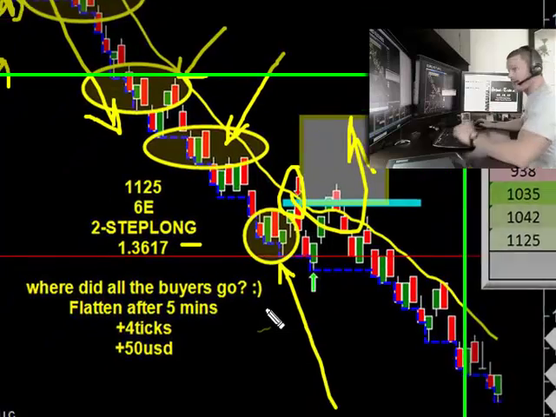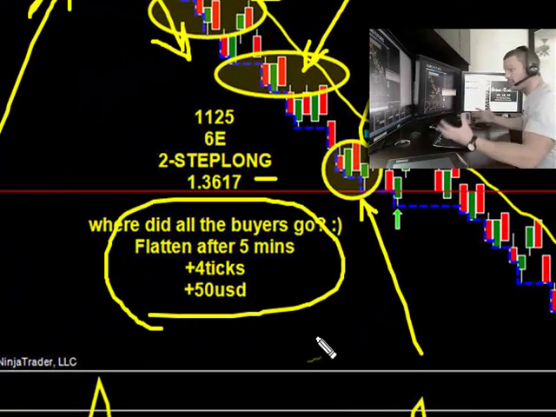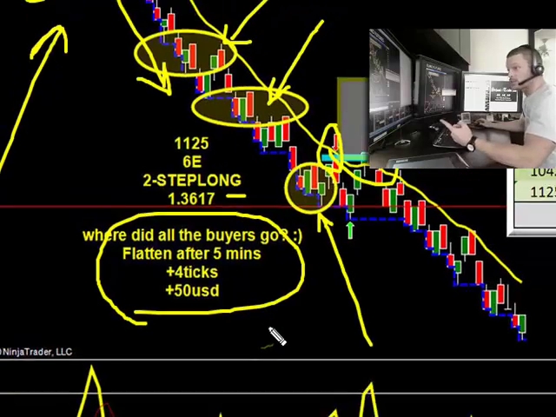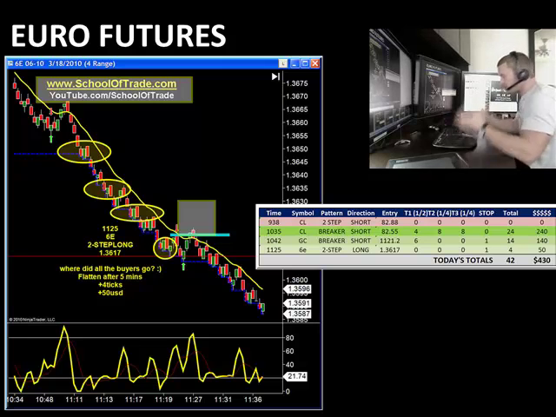We ended up going back to the downside, but just after I ended up flattening, after literally sitting there for about 5 minutes, we got 4 ticks or 50 USD out of it. All right, so we tried to get in on the downside. We didn't see any opportunities to get in the downside.